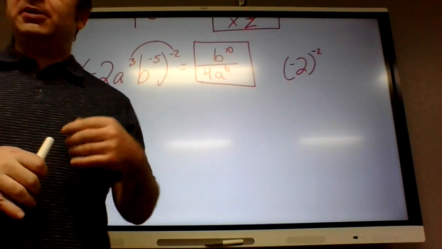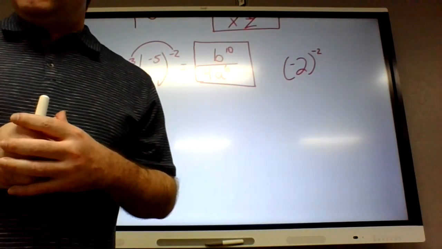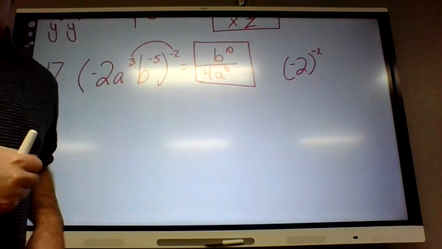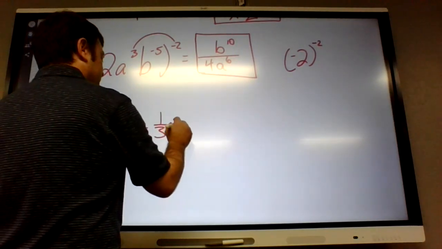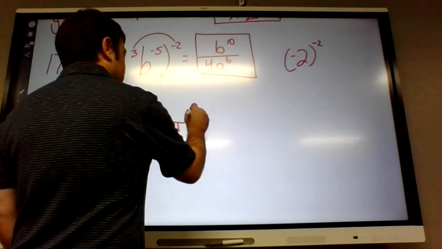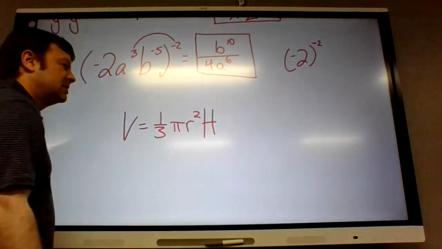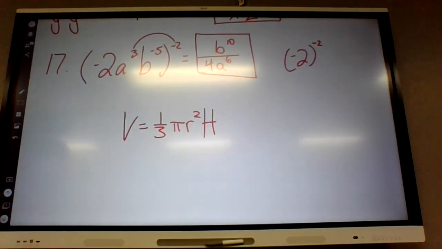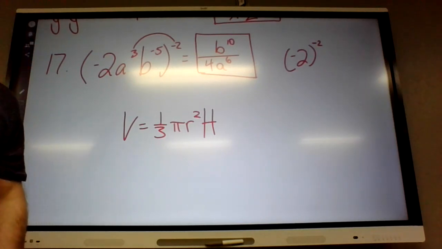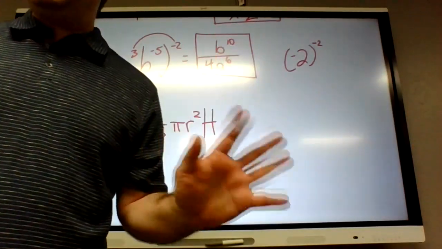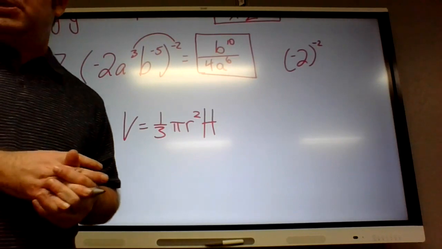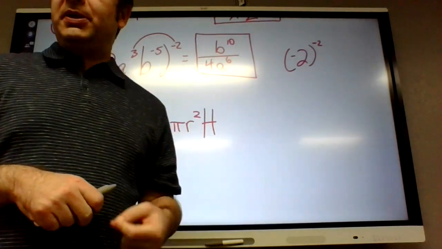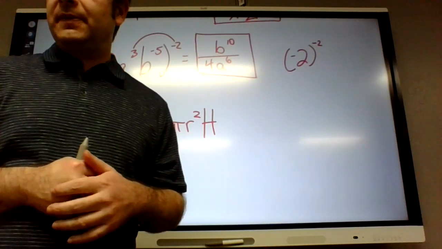So let's look at it. I'm not going to do it, but I'll help you guys set it up. It says V equals 1/3 pi r squared h. I doubt you guys have seen this before. Doesn't really matter. That is the volume formula for a cone. You don't need to know what it means right now. They tell you in the problem it's the volume of a cone. They just tell you what to plug in, and you're supposed to simplify it basically.